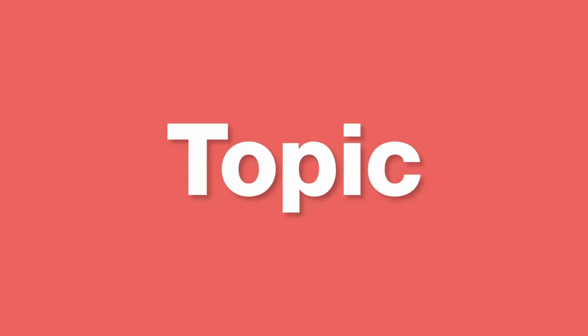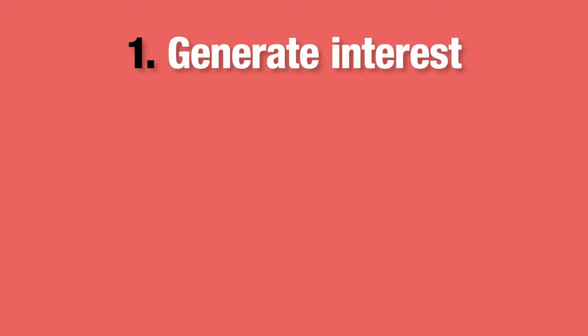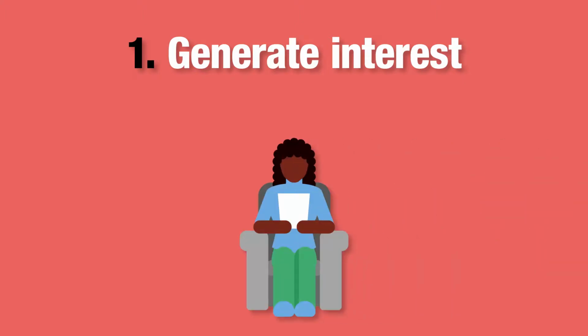So I have my topic. How do I write a thesis statement? To write an effective thesis, please keep a few things in mind. First of all, your thesis should generate interest. When writing a paper, you are trying to attract your reader. You need to provide them a reason to read your paper. Think about what you can offer that is new or different from other papers on the same topic.